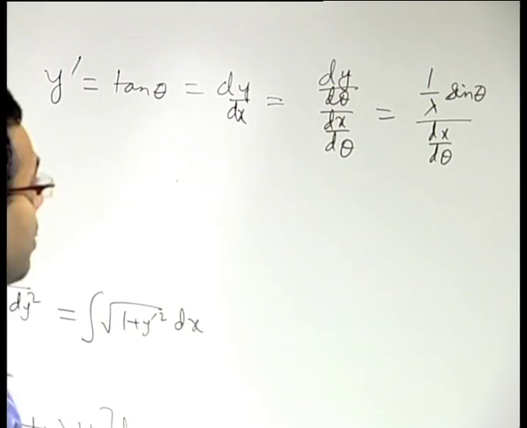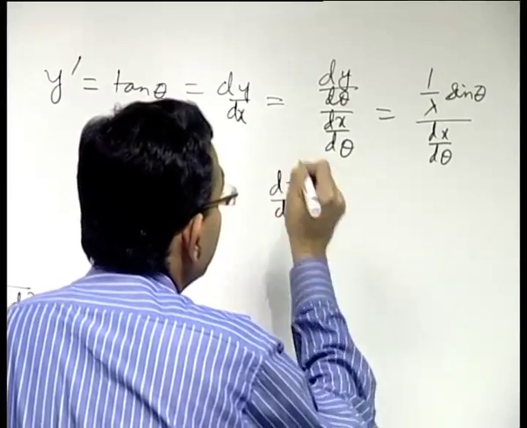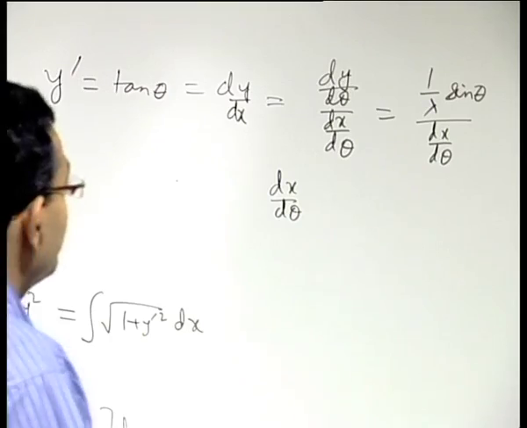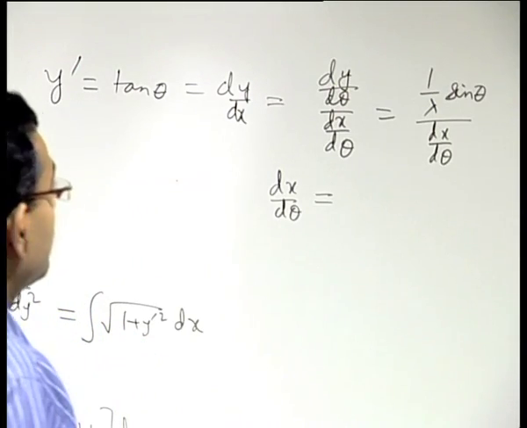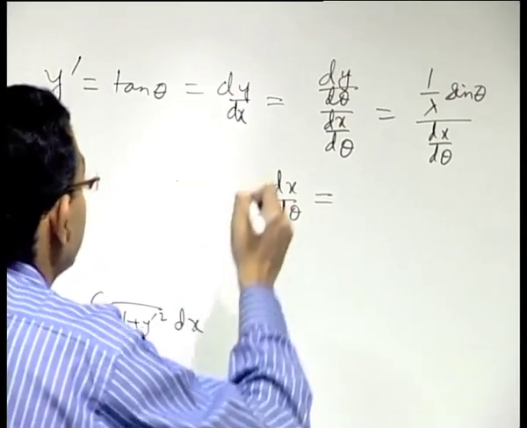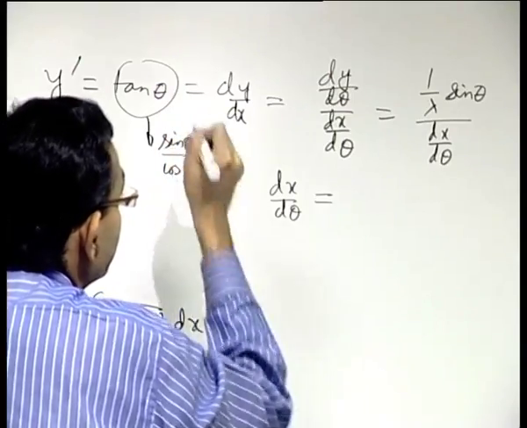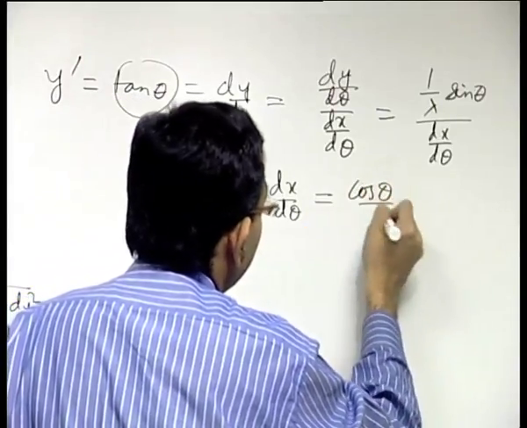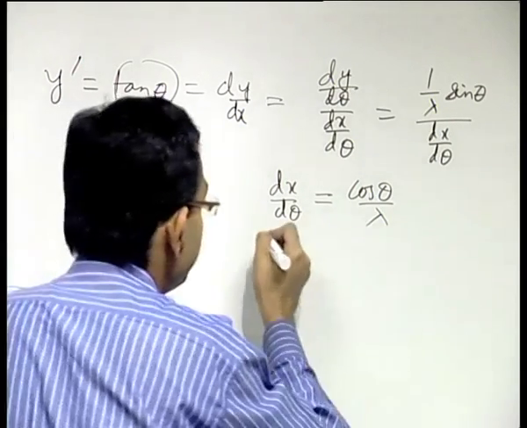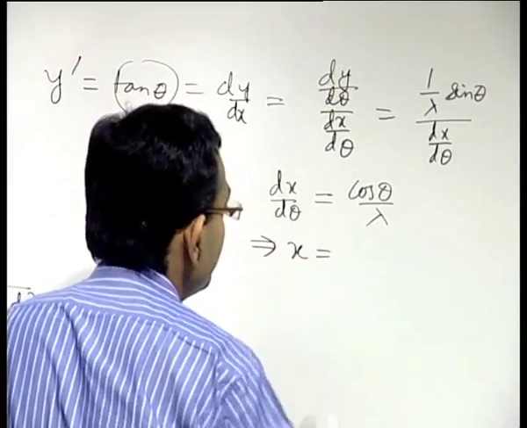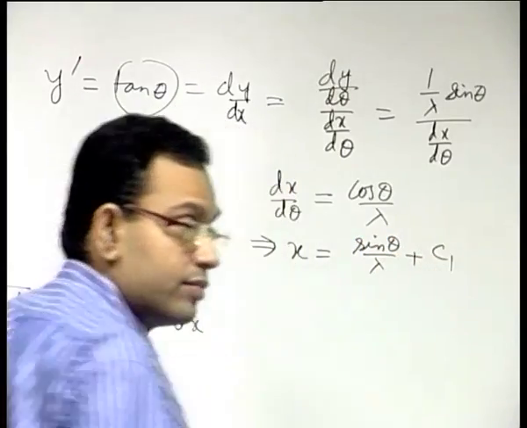dx d theta. So, you mean that you have dx d theta equal to, so this will become, this is sin theta by cos theta, right? So, cos theta by lambda. So, from here you will get an expression involving x. So, what will you get? x equal to sin theta by lambda plus some c1.